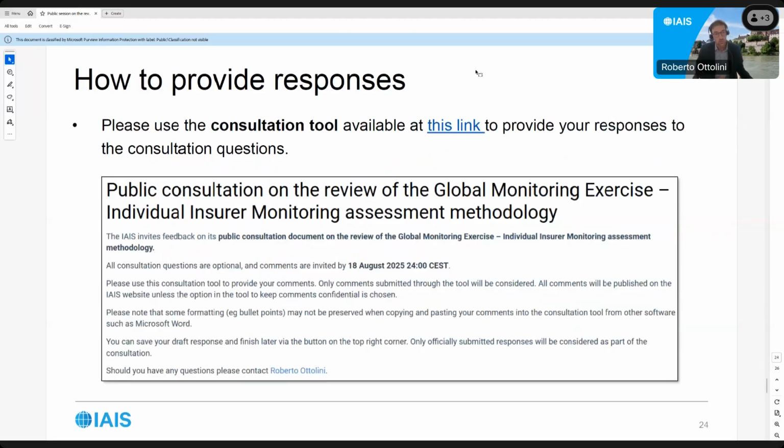You are asked to provide responses using the consultation tool available at the link in this slide. If you click on this link, you will see a tool popping up with the introduction that you see in this slide, and then you can first fill in your details and then answer there all the consultation questions. Importantly, you can work on partial submissions, save a draft, and then finalize your responses only in a second stage. We would also like to highlight that you don't have to respond to all 22 consultation questions, but you can also provide responses only to some of them.